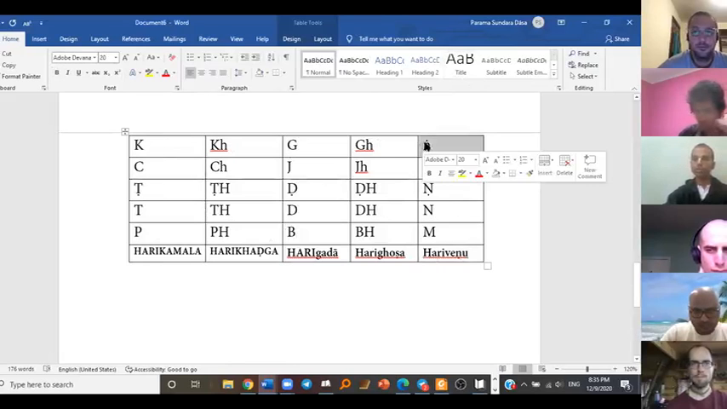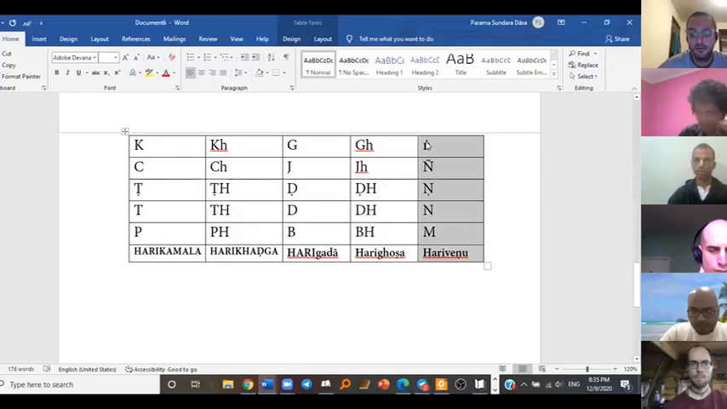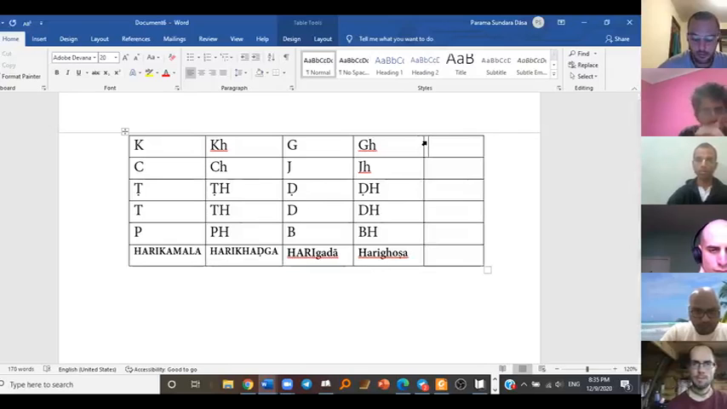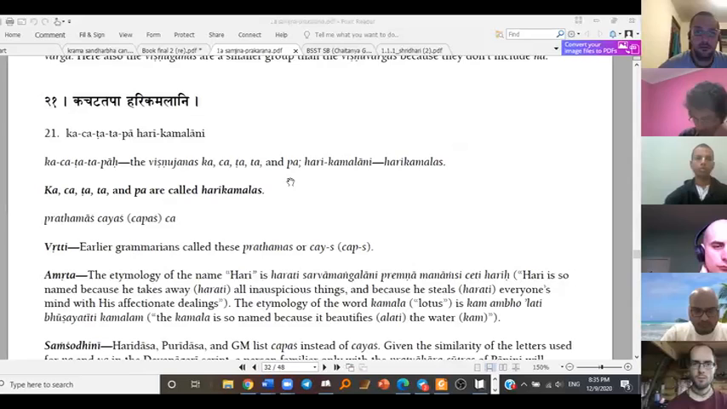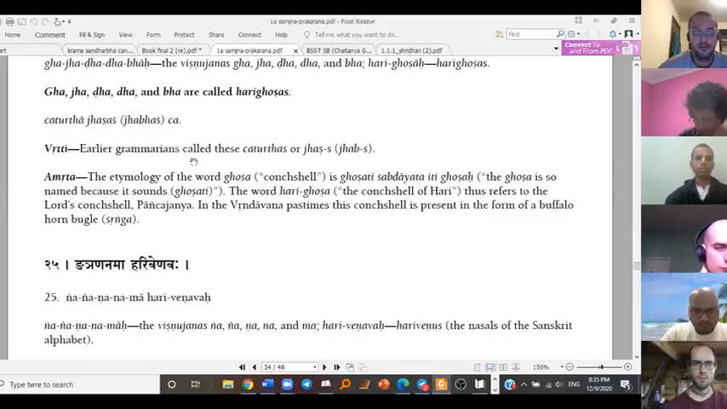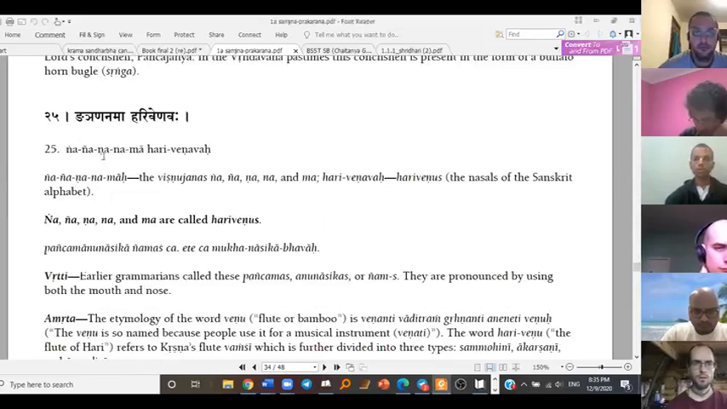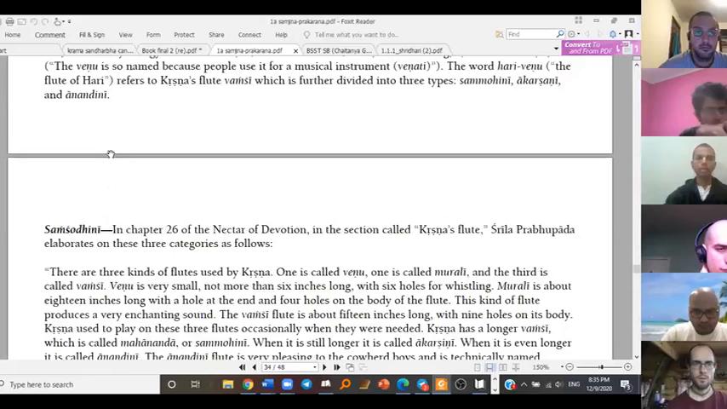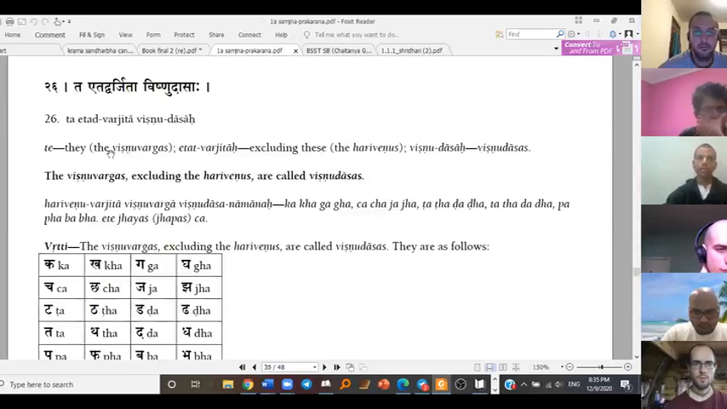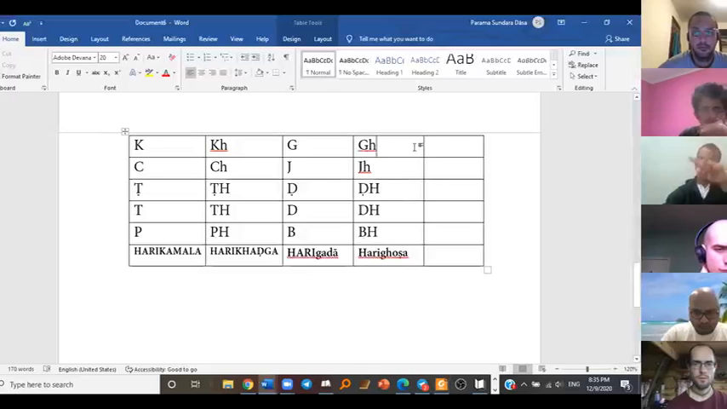So these are groups and quite important. Now, if you remove these hari-veṇu, the rest remaining hari-kamala, hari-khaḍgāḥ, hari-gadāḥ, hari-ghoṣāḥ, ta etad-varjitā viṣṇu-dāsāḥ. Moving ahead to the sutras, we covered till 25th, from 21st to 25th, 5 sutras. Ta etad-varjitā viṣṇu-dāsāḥ. When we remove hari-veṇu from all these things, the remaining 4 groups are known as viṣṇu-dāsāḥ together.